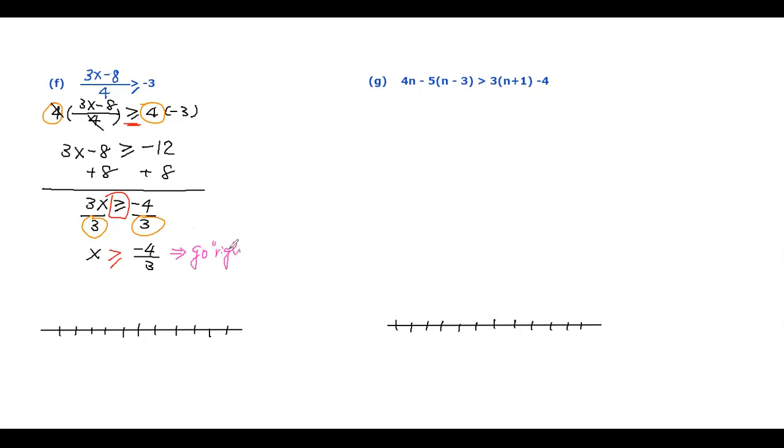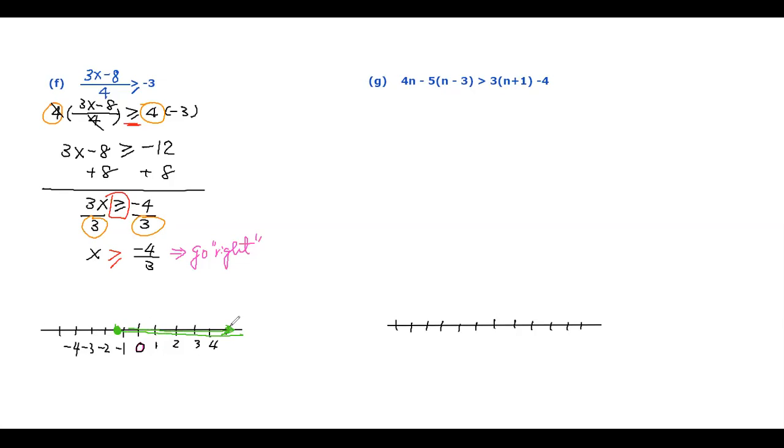I go right, right? Greater than, go right. Okay, so now let's take a look here. If this is my 0, then this is 0, 1, 2, 3, 4. This is negative 1, negative 2, negative 3, negative 4. And negative 4 over 3 is a little bit less than negative 1, so it's probably here, right? And because I have an equal sign, I have a solid circle. And it's x greater than, so which way do I go? Go right, right? So that's it.